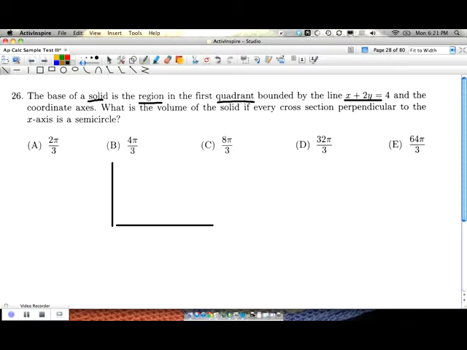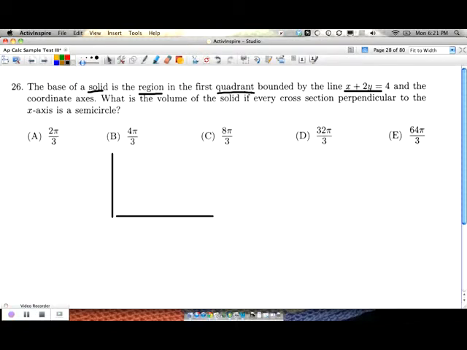I also recognize that I can find the x and y intercepts pretty easily by substituting 0 for the opposite variable. So if I want to find the y-intercept, I plug in 0 for x. So 0 plus 2y equals 4, y equals 2. And x plus 0 equals 4, x equals 4. So that means that x equals 4 and y equals 2. And this is a straight line. Thankfully I have a straight line tool.